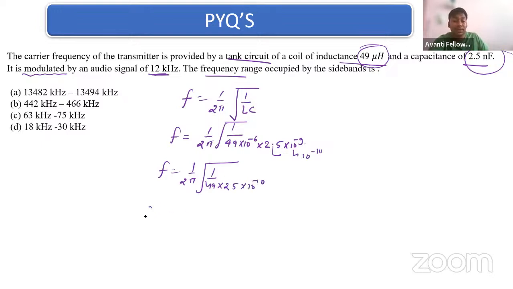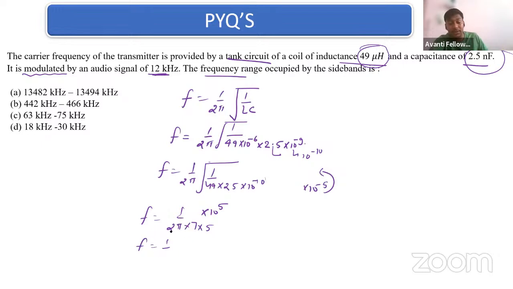Take the square root of this. Then what will it be? 1 over 2 pi multiplied by 7 multiplied by 5. And here we have minus 10. Then what will it be? Minus 10 square root of minus 5. And this 10 to the power minus 5, when it goes up, becomes 10 to the power plus 5. Okay. Solve this: 1 over 75, 7 multiplied by 5, 35.